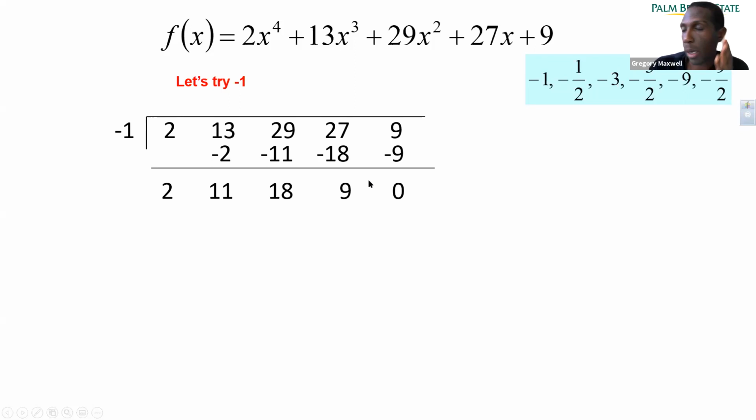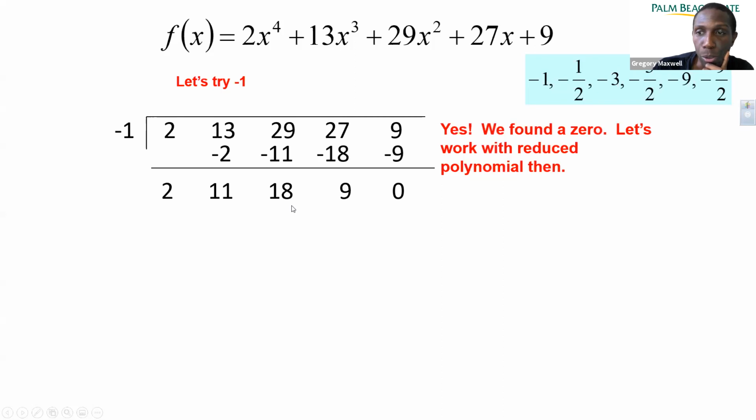It's a value of x that makes the function equal to 0. That means when you divide this expression by x plus 1, you'll get 0 remainder. And this is the quotient. So this expression could be written as x plus 1 times 2x to the 3 plus 11x squared plus 18x plus 9.